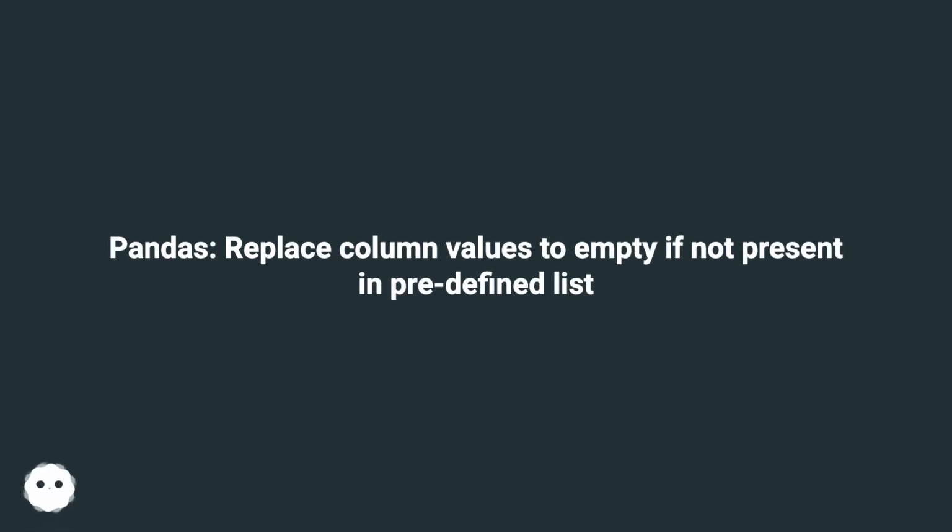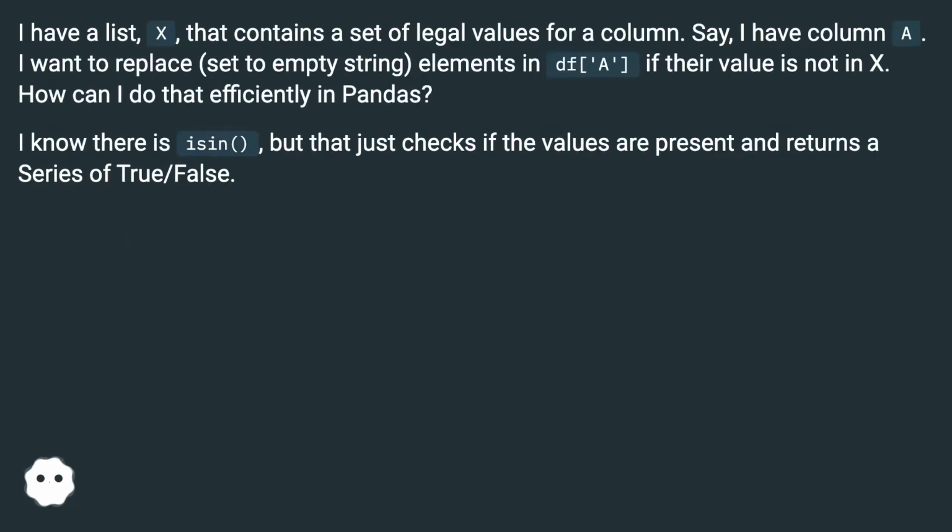Pandas: I want to replace column values with empty if they are not present in a predefined list. I have a list, X, that contains a set of legal values for a column. Say I have column A, and I want to replace elements in it with an empty string if their value is not in X. How can I do that efficiently in Pandas? I know there is isin, but that just checks if the values are present and returns a series of true/false.